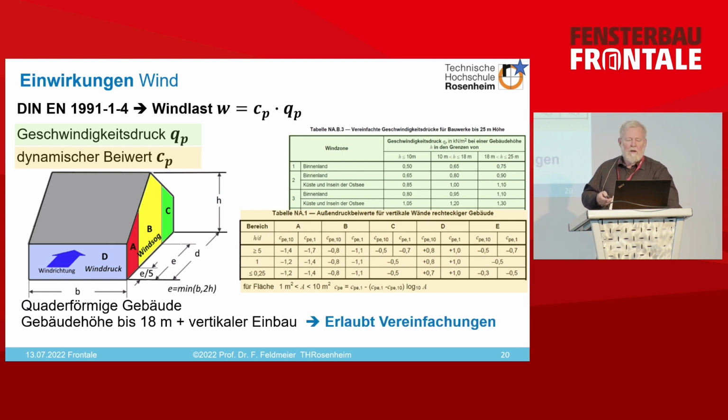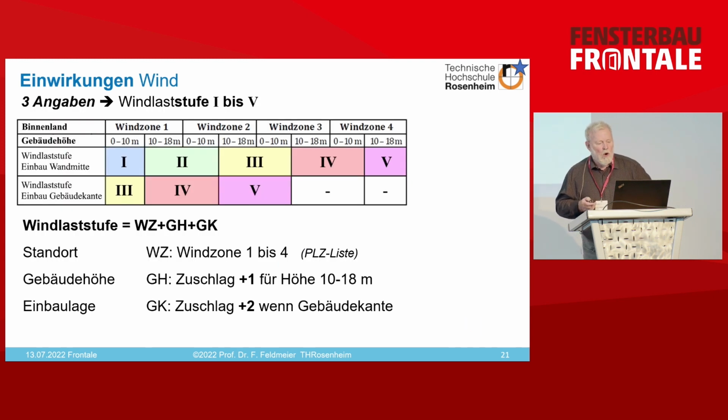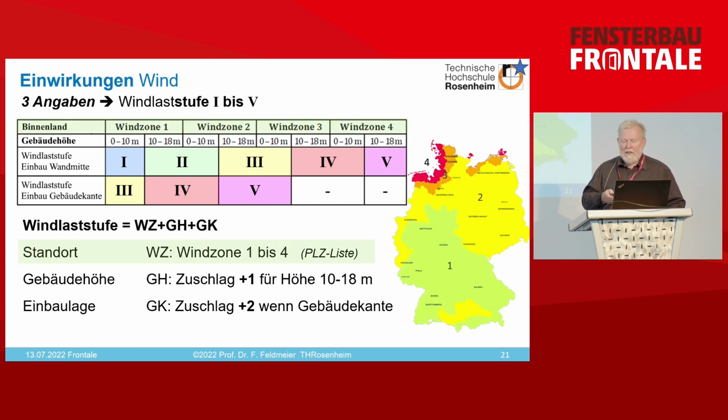So wind would be one of the main things. Let's do it very simply. We are going to use these buildings right here. That's what we usually have. So we're going to use up to 18 meters, and then it can be simplified. And we have 3 things that we need. So number 1 would be where am I?